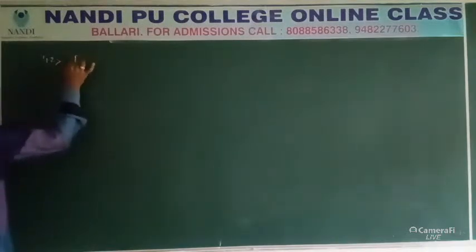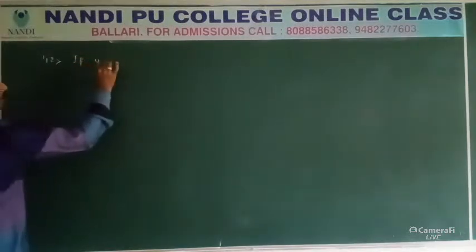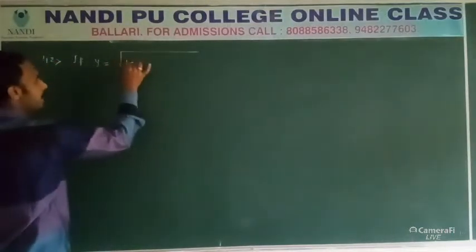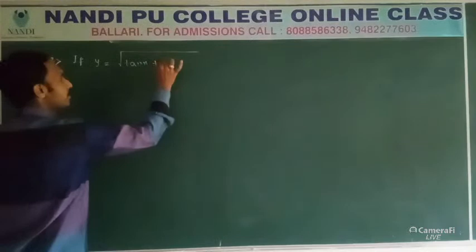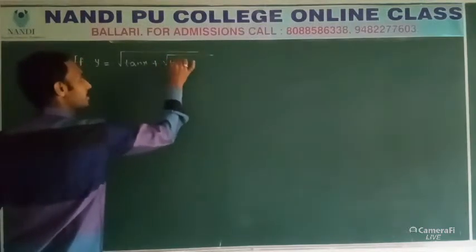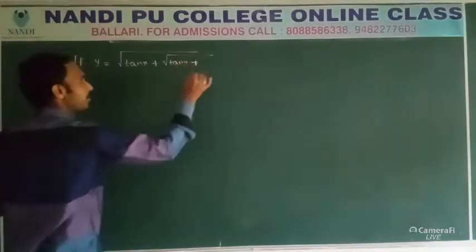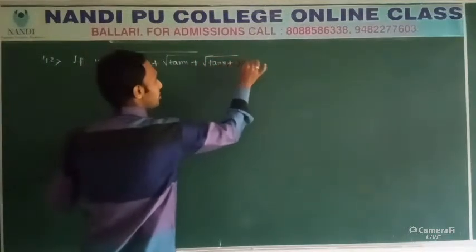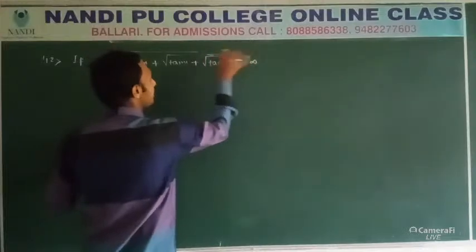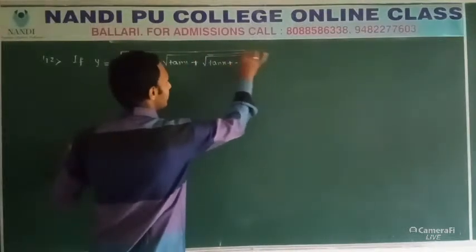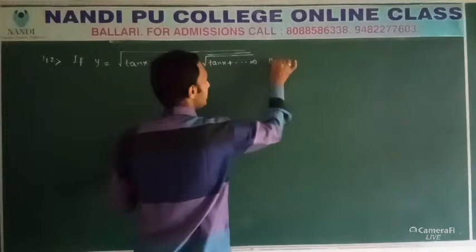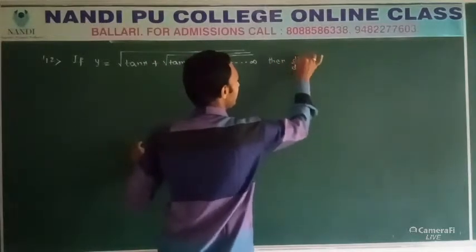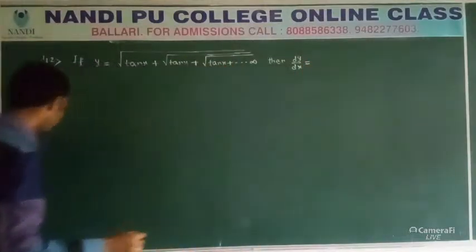If y is equal to root of tan x plus root of tan x plus root of tan x and so on infinity, then dy by dx is equal to.